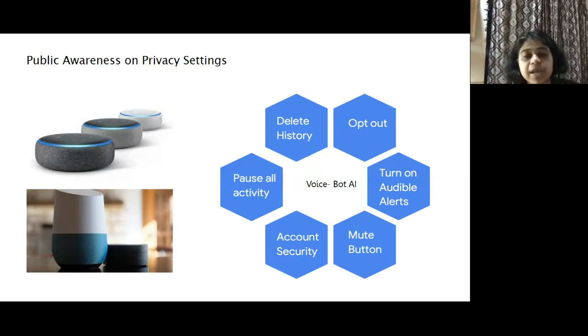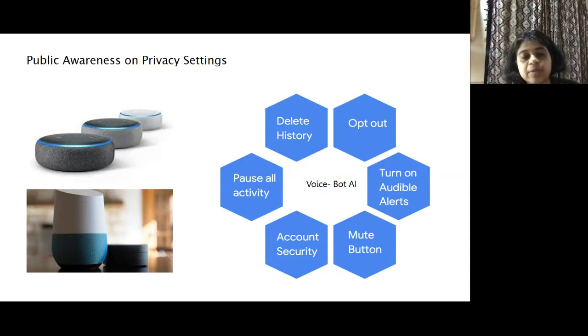Turn on the audible alert, so whenever a sound turns this device on, and the device keeps recording some of the information people are speaking around the home, these audible alerts help you detect the noise and be alert that these sounds are getting recorded. Then the mute button, and then account security, like the two-phase authentication we have talked about.